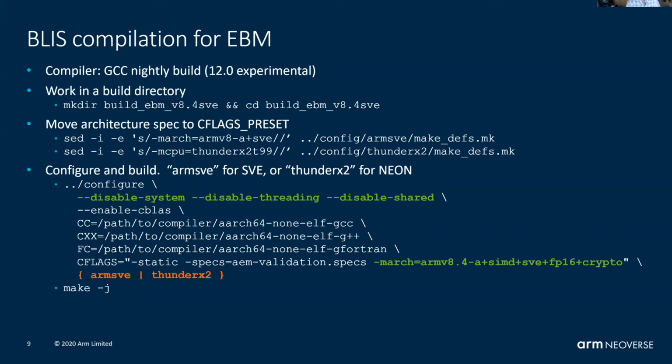I'm providing an architecture spec of V8.4 with SIMD, so that turns on Neon, and that turns on SVE, and then some additional flags, which actually are redundant in this case, but I put them in there to be more specific. And we're not using any tune flag here. This is mostly just up to the architecture spec. And then we choose either ARM SVE if I want to do an SVE test, or ThunderX2 if I want to do a Neon test.